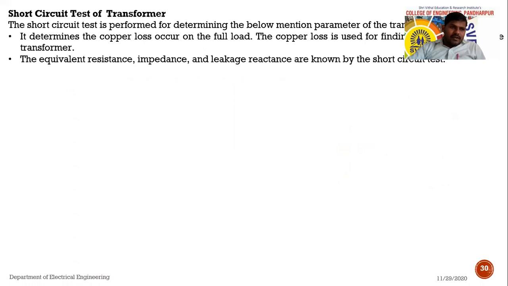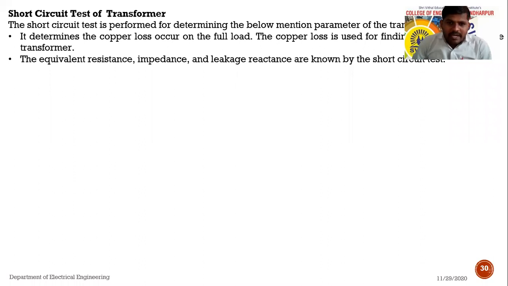Okay. Now, the next test is nothing but the short circuit test. What is meant by short circuit test? It is nothing but on the secondary side of the transformer, the terminals are short circuited, or the secondary terminals of the transformer are directly short circuited. What will happen when the secondary terminals are short circuited?